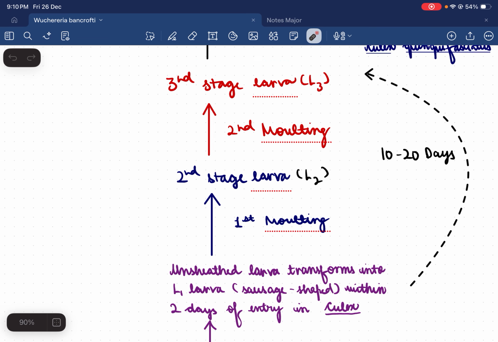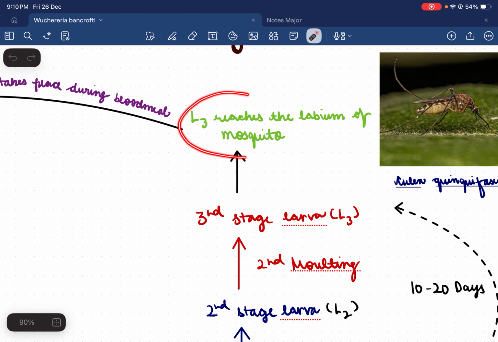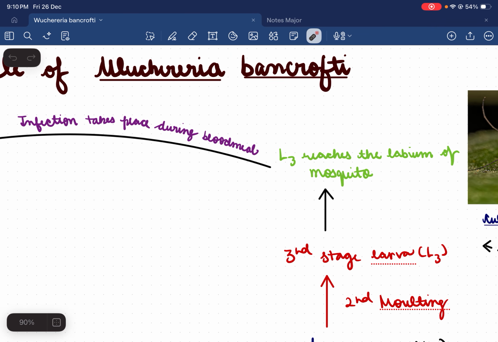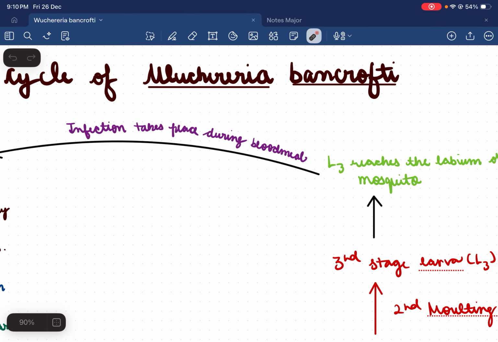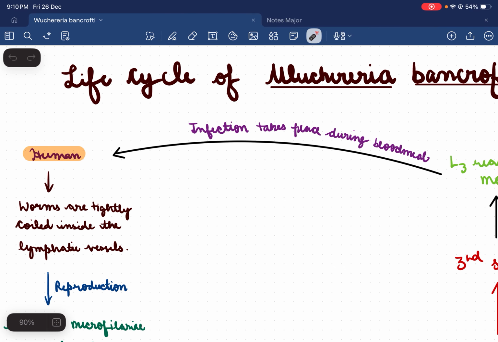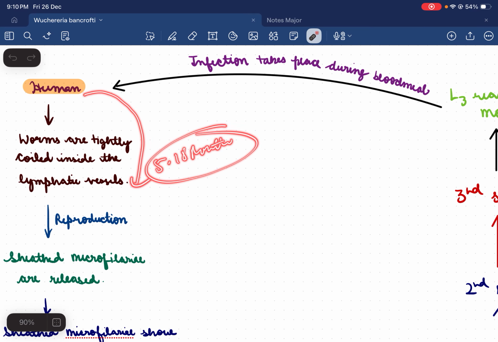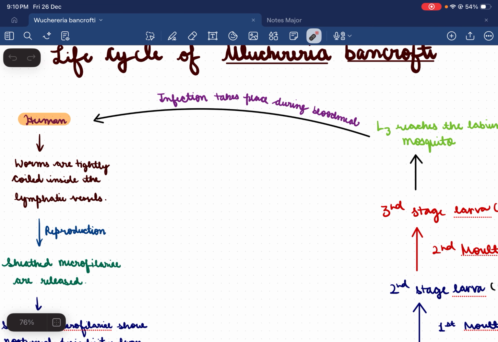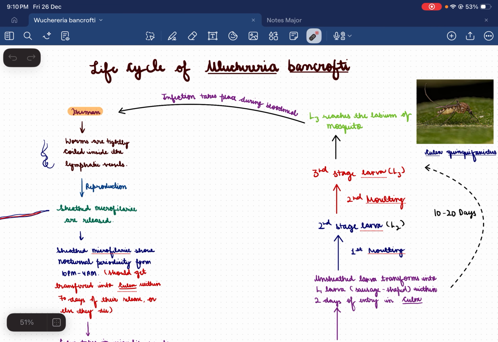Anyways, then the L3 larva reaches the labium of the mosquito, and when the mosquito is going to take its blood meal, these L3 larvae get transferred into the human, and they take about 5 to 18 months to become sexually mature, and the whole cycle is repeated again.